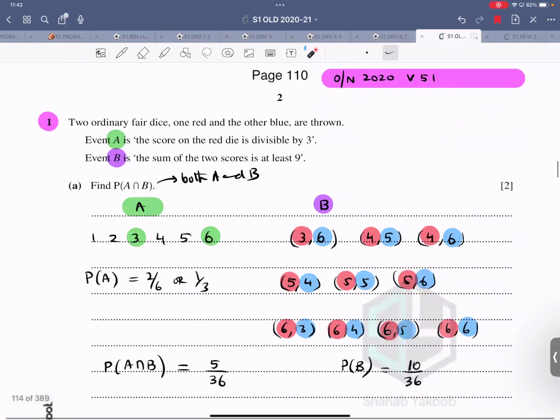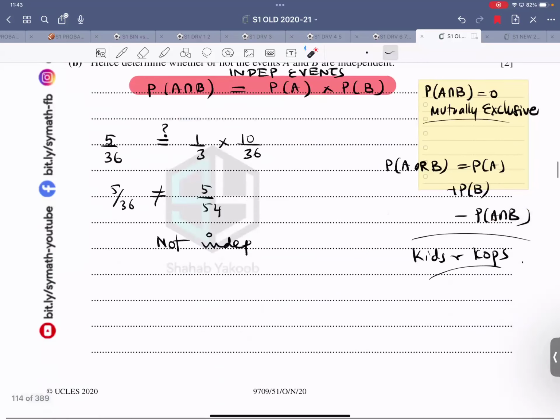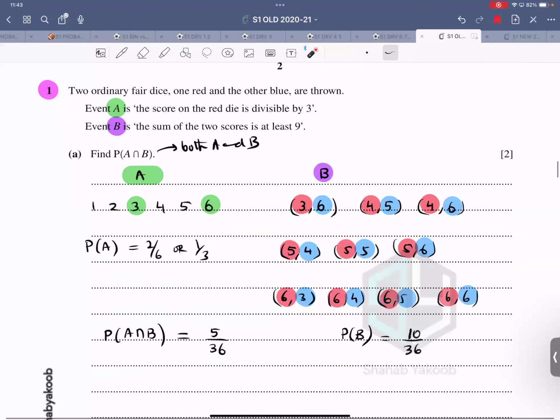Now let's look at this one. This is the concept of A intersection B, the common thing, the union thing. It says 2 ordinary fair dice, 1 red, 1 blue are thrown. Event A: the score on the red is divisible by 3. Even though we are throwing 2 dice, event A only relates to the red die. So there are 6 options. Divisible by 3, so it's 3 and 6, 2 out of 6, 1 out of 3. That is the answer. Let me just highlight this answer in green. So this is the answer for probability of A.